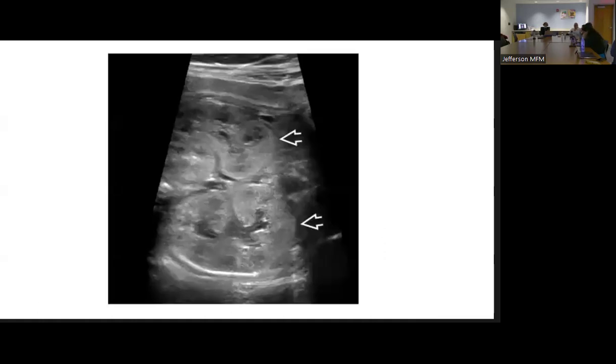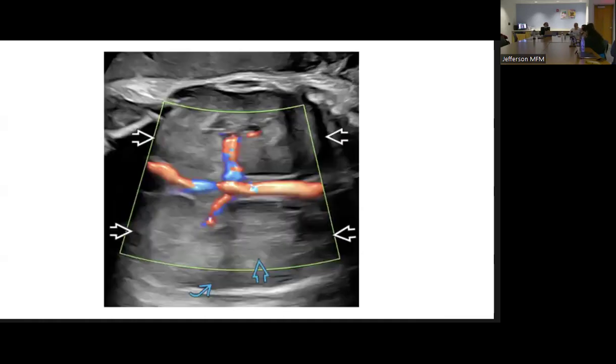And this is a coronal view that shows bilateral enlarged hyperechoic kidneys in a fetus with autosomal recessive polycystic kidney disease. So again, like Dr. Alfali said, you're not seeing that cystic appearance that we see in MCDK. And this is a coronal color Doppler of a 32-week fetus that again shows very enlarged kidneys. The medullary portion of the kidney is more echogenic than the cortex.